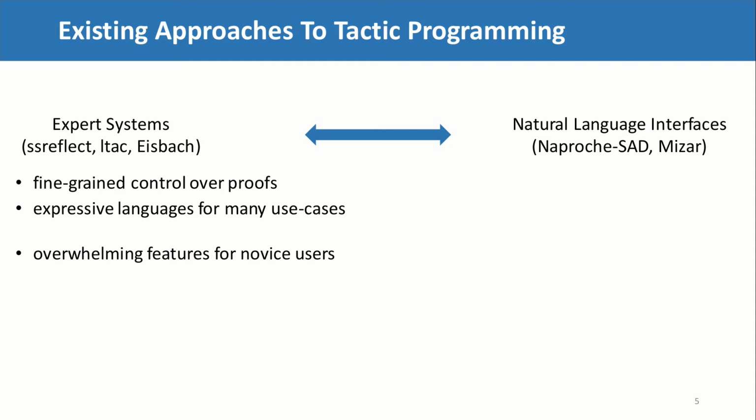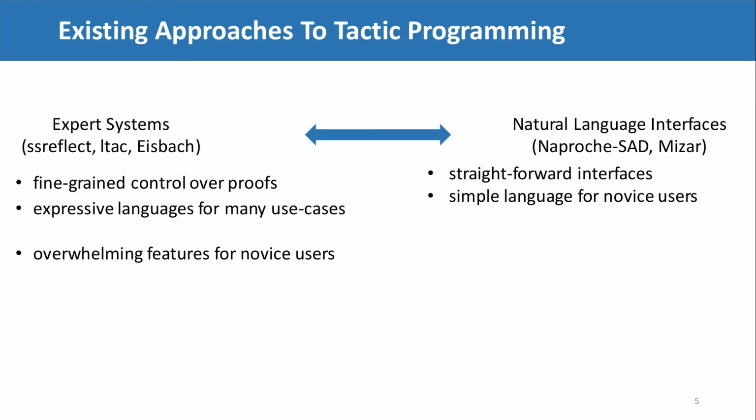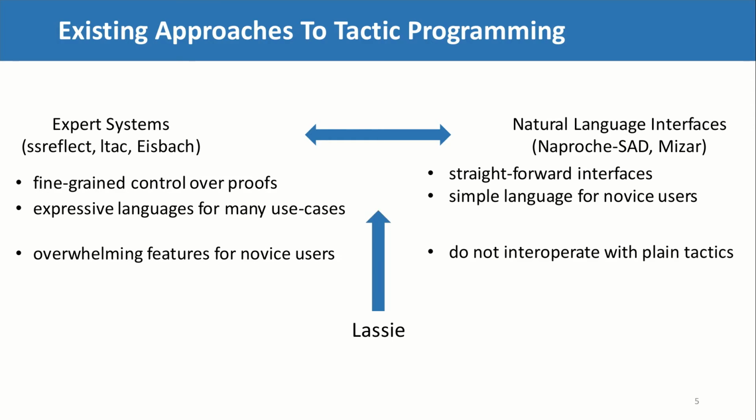On the other end of the spectrum, we have natural language interfaces like Naproche-SAD or the Mizar system. These have straightforward interfaces and provide a simple language which is easy to use for novice users. However, these languages do not interoperate with the plain tactic languages used by the ITP systems. Our tactic language framework Lassie sits right in the middle of this spectrum, and I will show you now why this is the case.